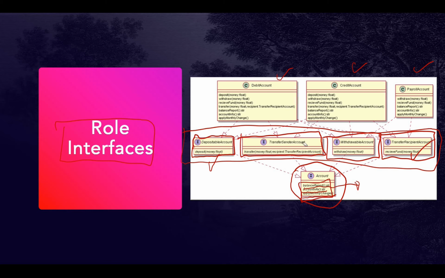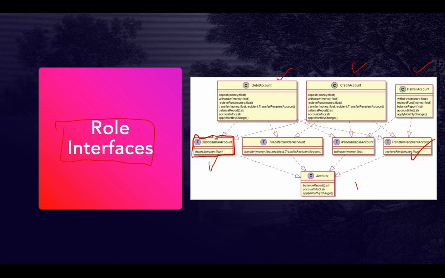So once you have built this architecture right here, debit account, credit account will just choose which role interfaces it implements. So for example, for debit account, what functionalities does it support? It supports the depositable account, it supports transfer, it supports withdrawal, and it supports receiving funds during a transfer. Meaning, debit account will realize all of these 4 role interfaces. You'll notice there is an arrow from debit account to all 4 of these.